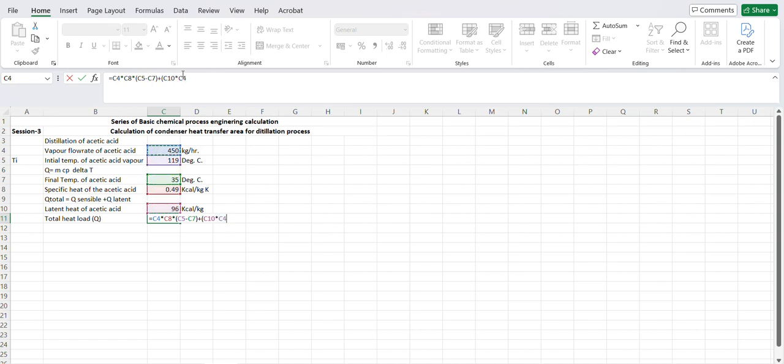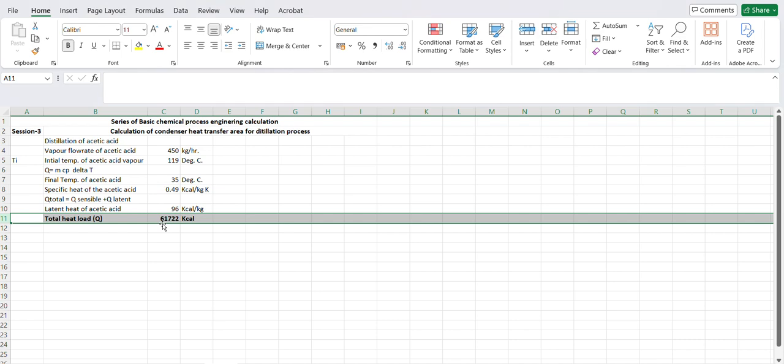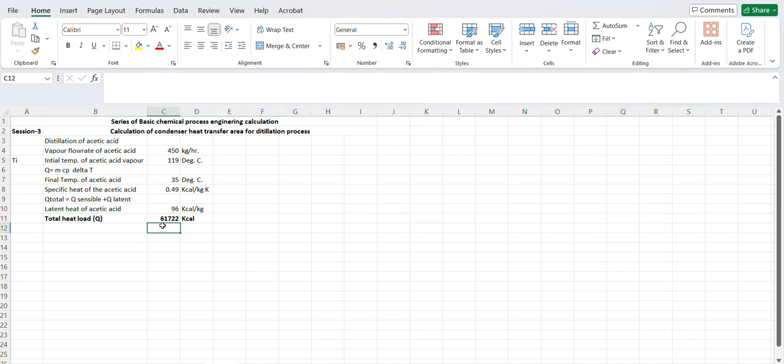Okay, we got the kilocalorie heat. Okay, now we've got the total heat load required to remove. So to remove that much heat load, we need to size the heat exchanger.